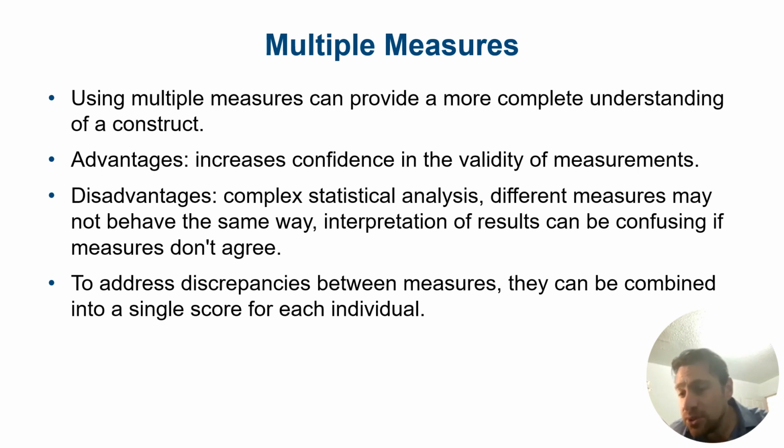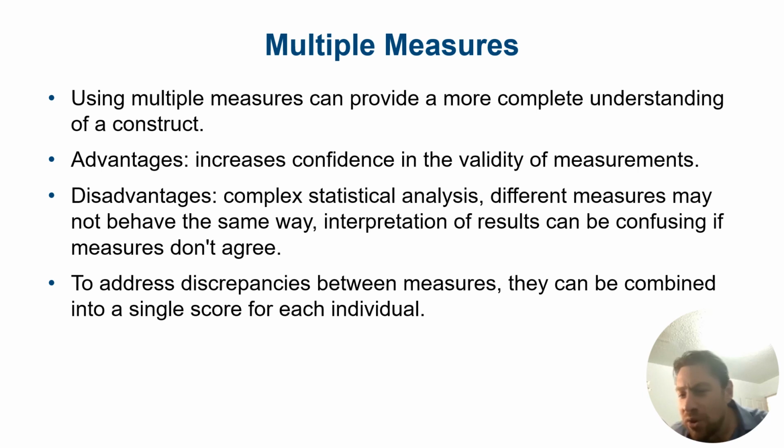And again, each one will have its own pros and cons. So one thing you might do, given the fact that each measurement has limitations, is to use multiple measures when studying a single construct. And by using multiple measures, you might get a more complete and holistic understanding of that construct, especially if the construct is pretty complicated and multidimensional in nature. Also, using multiple measures increases the confidence in the validity of the measurements. Confidence that you are actually measuring what you think you are measuring.